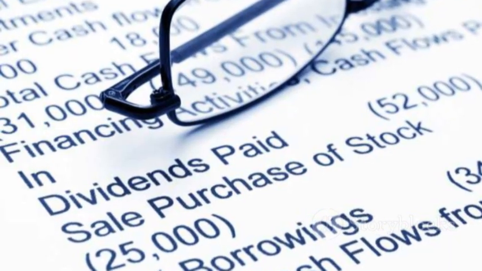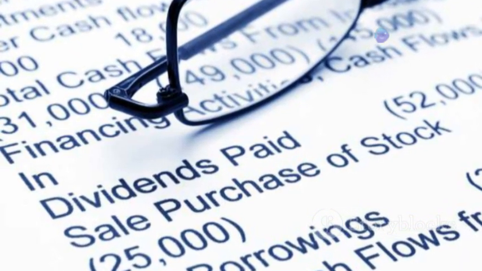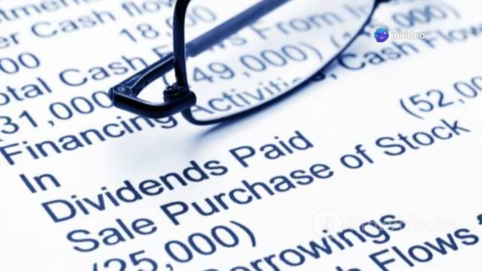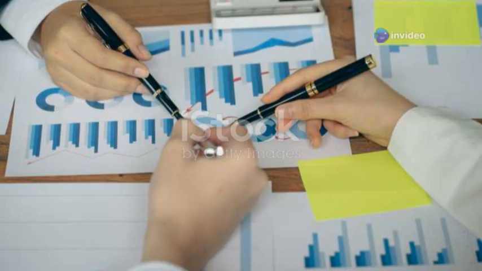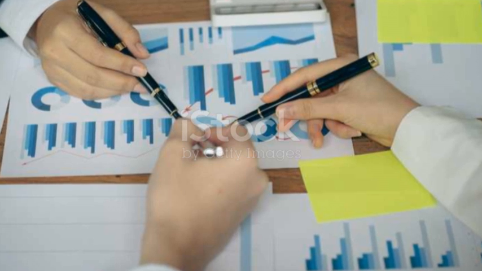Economic cost includes explicit costs, actual expenses, and implicit costs, opportunity costs. Accounting cost, however, only considers explicit costs. This difference helps in determining a firm's true profitability.